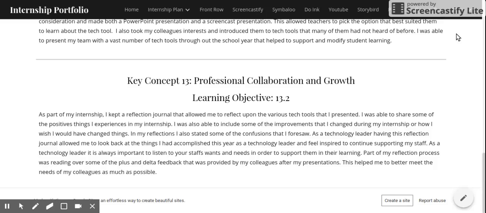As a technology leader, having this reflection journal allowed me to look back at the things I had accomplished this year as a technology leader and feel inspired to continue supporting my staff. As a technology leader, it is always important to listen to your staff's wants and needs in order to support them in their learning. Part of my reflection process was reading over some of the plus and delta feedback that was provided by my colleagues after my presentations. This helped me to better meet the needs of my colleagues as much as possible.